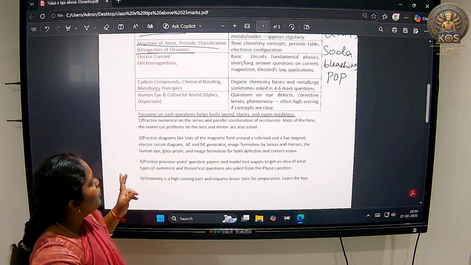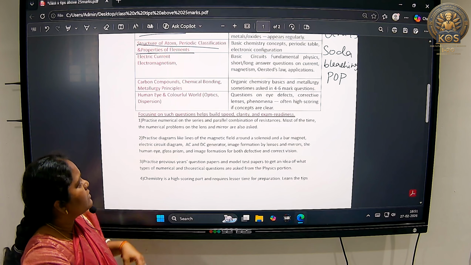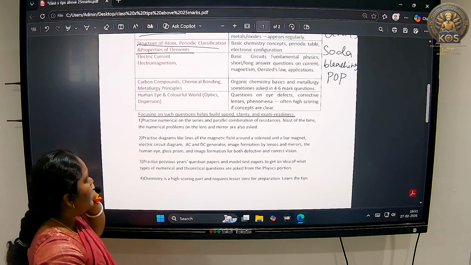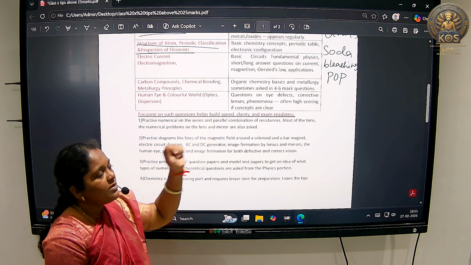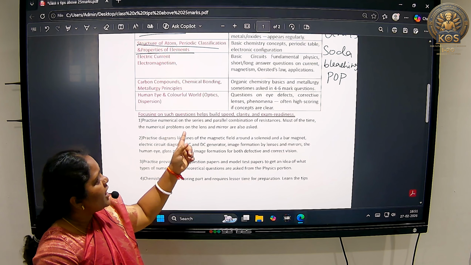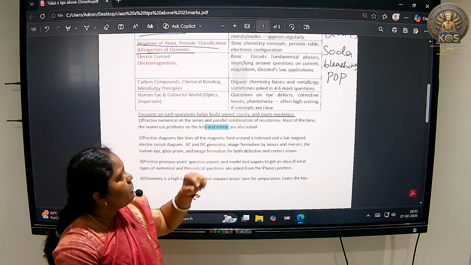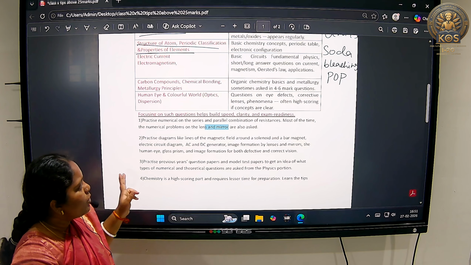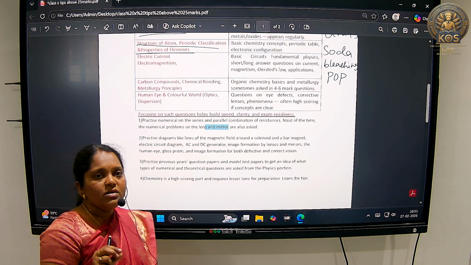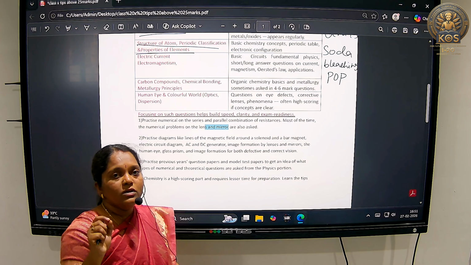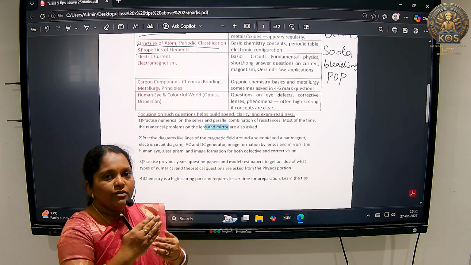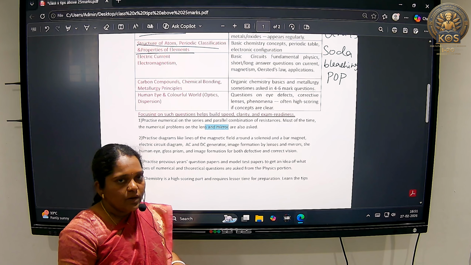Now coming to focusing on the questions, I'll show you the kind of questions which are frequently asked. Like the numerical problems on series and parallel combination. And most of the time they ask problems on lens and mirror also. If you practice these parallel and series and mirror and lens problems, obviously there is a scope of 4 to 6 marks. They are very simple questions: they give the data, you substitute the data and you get the answer.